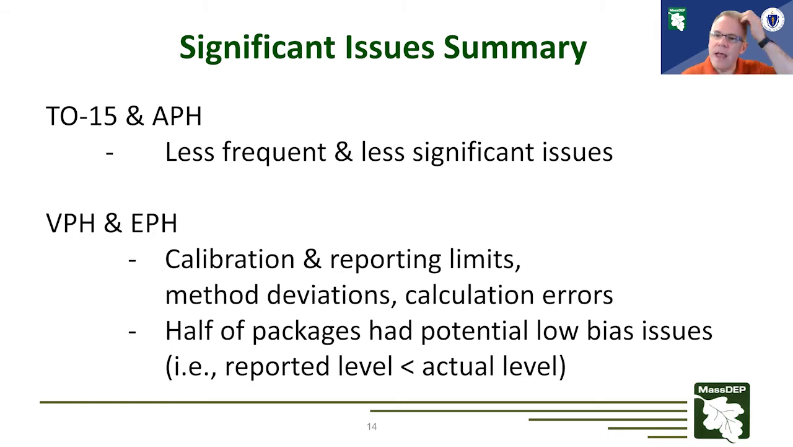And as a result of that, we dug into it and determined that about half of the data packages had potential low bias issues. And that would be the worst case scenario, where a low bias would be where the reported level is actually less than the actual level.